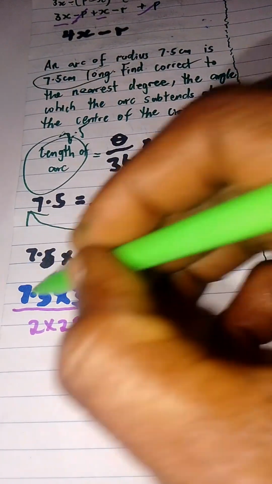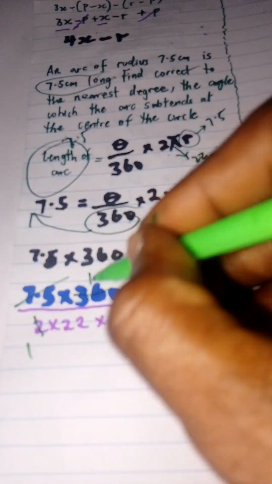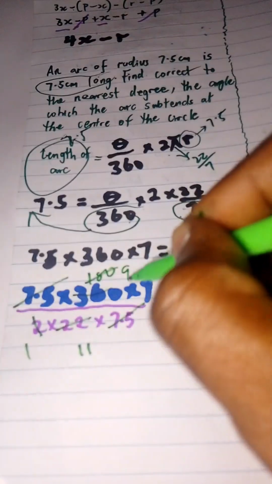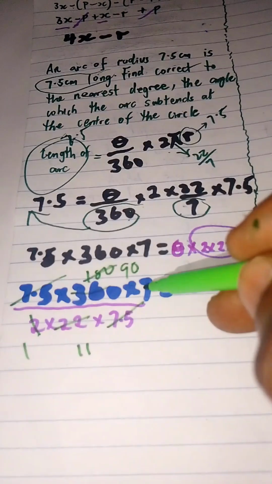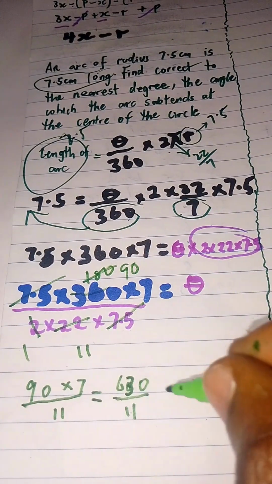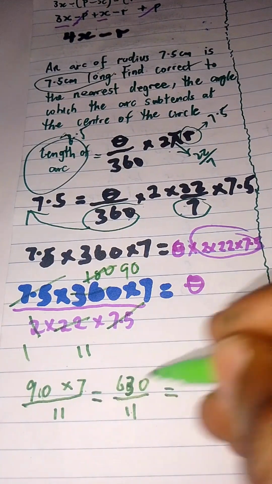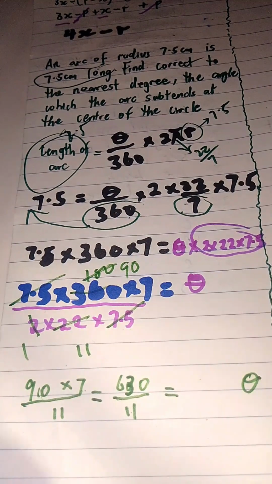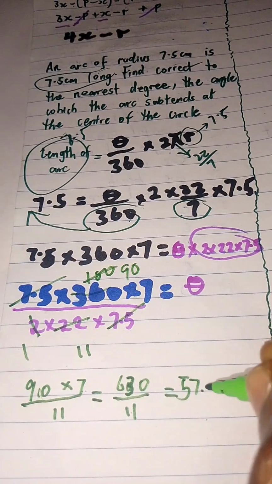7.5 here, 180, and then here 11 to here, 11 to here, 90. We are left with 630 all over 11, because this times this gives you this, and our theta automatically is 57.27 degrees. So this is theta.